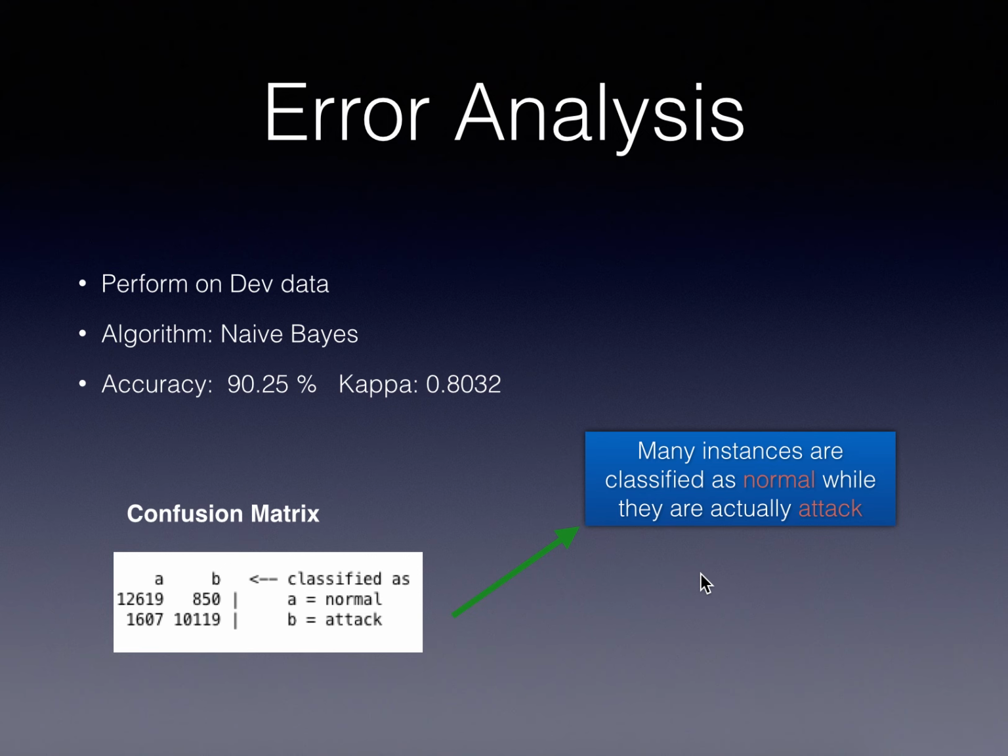Then I perform the naive Bayes algorithm on the development dataset and do error analysis. As you can see, the accuracy and kappa are almost the same as the cross-validation. But from the confusion matrix, we can see that the bottom left is extremely high. That means many instances are classified as normal while they are actually attacks.